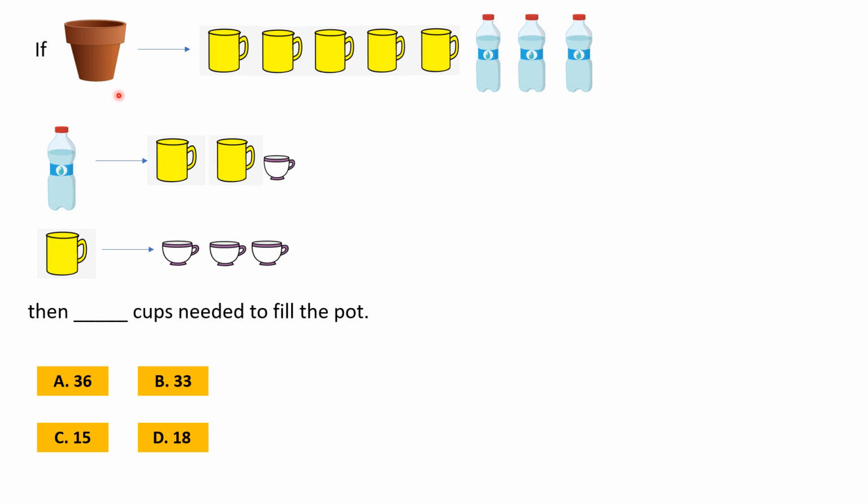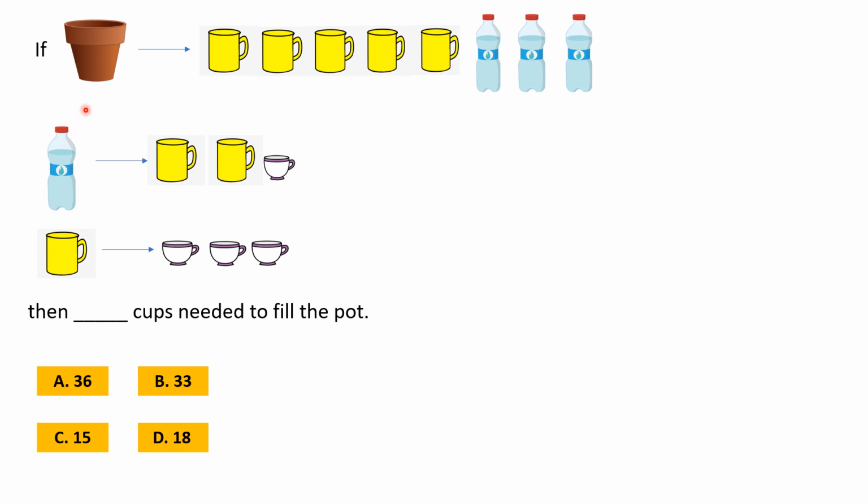If the capacity of a pot is same as the capacity of 5 mugs and 3 bottles, the capacity of a bottle is same as the capacity of 2 mugs and a cup, and the capacity of 1 mug is equivalent to 3 cups, then dash cups are needed to fill the pot. Option A 36, option B 33, option C 15 and option D 18.